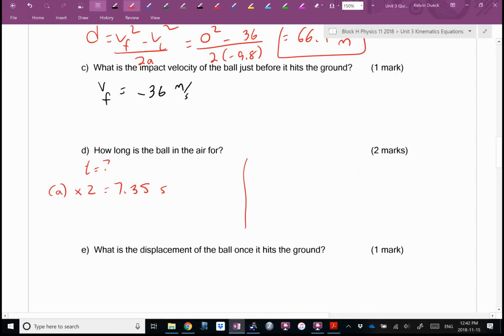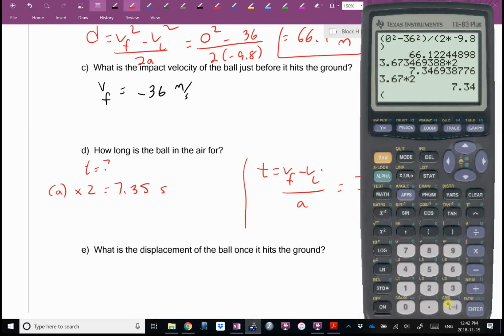I gotta be honest, what I probably would have done is I would have used negative 36 minus 36 all over negative 9.8, because I can type that in really quickly.